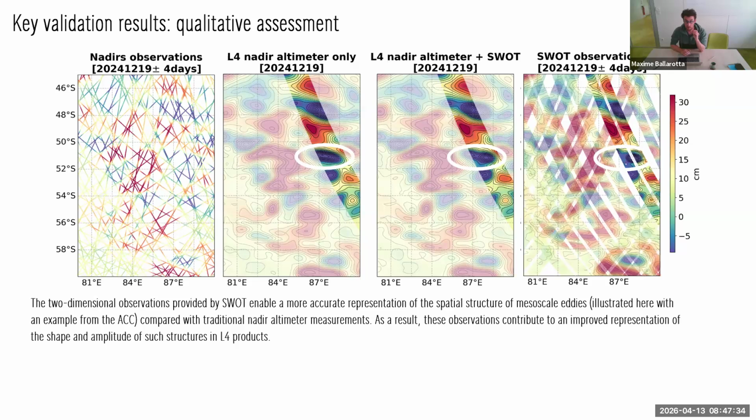So from my point of view, using SWOT with MIOST, of course, you will get some smoothing, but you also get some better constraint or better shape of the structure in the map. Okay, you get the minimum at the right place, probably.